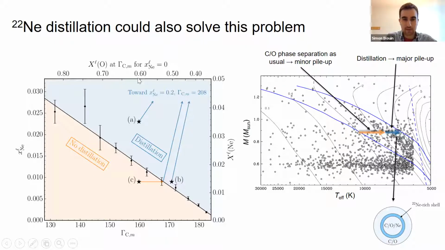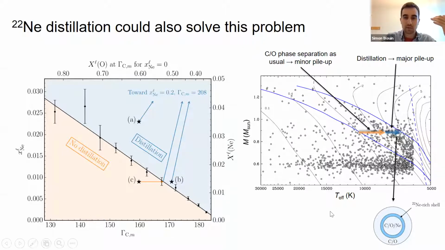Assuming they have a standard composition, so 60% oxygen, 1.4% neon. At first, they crystallize just as normal, so there is no distillation, just plain old carbon-oxygen phase separation. But as this phase separation takes place and the crystallization front moves outward, you have less and less oxygen in the layers that you're crystallizing. At some point, you have so little oxygen that you cross this boundary between the no-distillation and distillation regime, and you trigger neon-22 distillation.